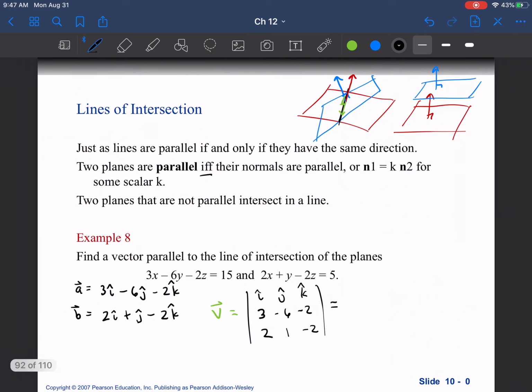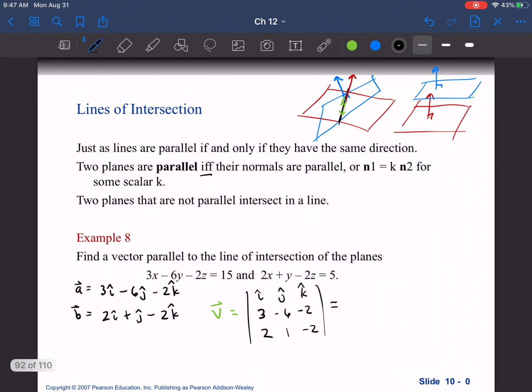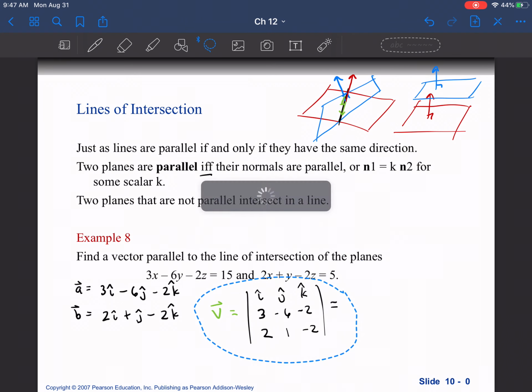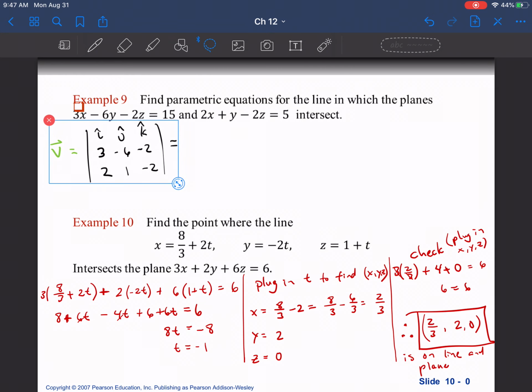Wait, is that the same 3x minus 6y? Yep, that's the same one. So what we're going to do is copy this over, and we'll go ahead and actually do it and get that one done for you. So we'll bring this over here and we'll say, here we go. This is our vector that has to be normal to them. So the i component is going to be this minor in here. So that's negative 6 times negative 2 is 12, and then minus negative 2 for the other cross. So it's that way and then that way.